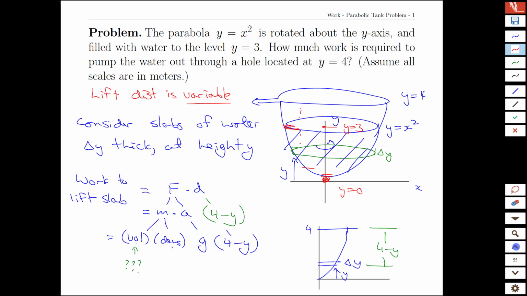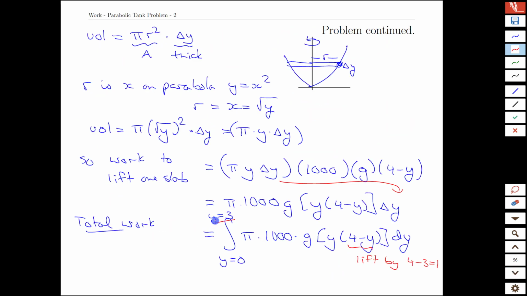Does that make sense in our scenario? Absolutely. The last piece of water that we're going to lift is going to be lifted 1 meter. There is no water that we're lifting just a half meter or 0. That's not part of the scenario. The last slab is at y equals 3. The lift height works out to 1 meter. That's exactly what we would expect from this calculation.